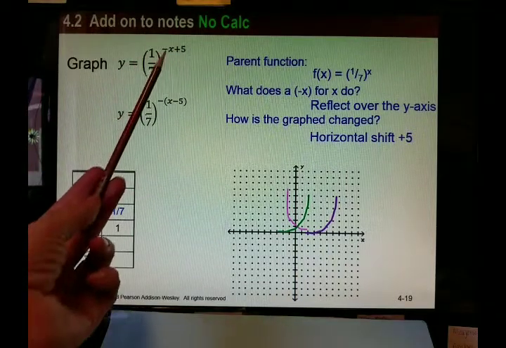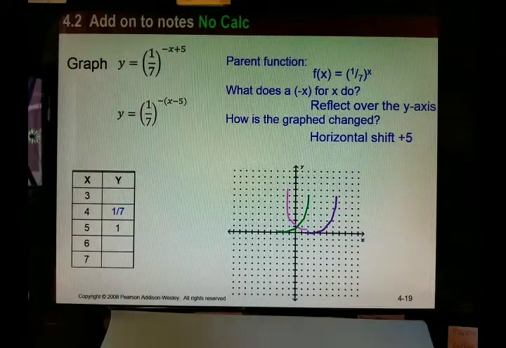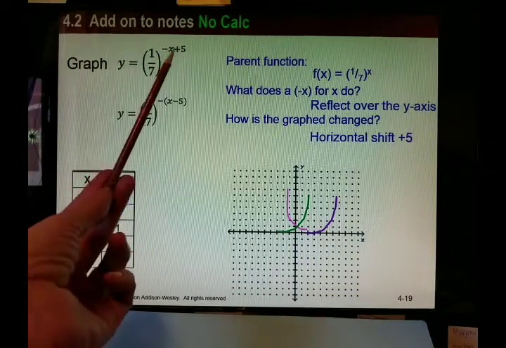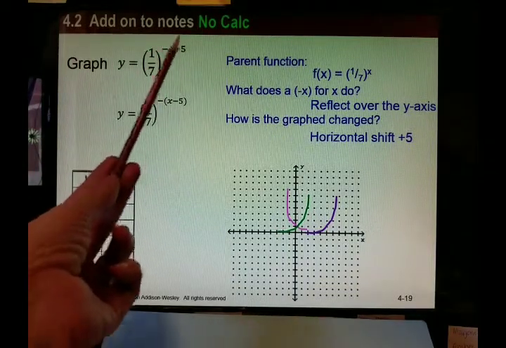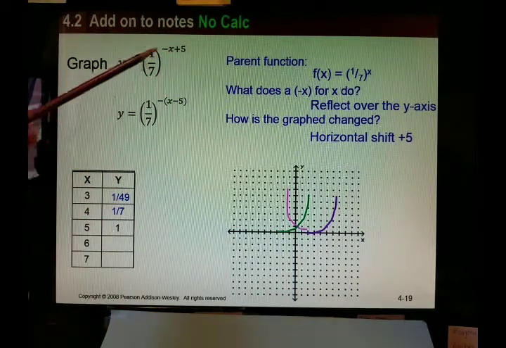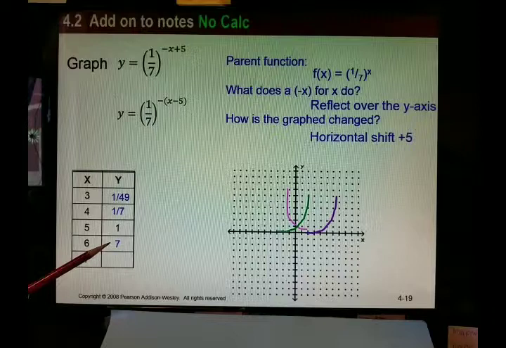Plugging in -3. -3 plus 5, that would be 2. 1/7 squared would be 1/49. -6. Opposite of 6 plus 5, that'd be a -1 up here. A -1 for the exponent, flip this, so that becomes 7 to the +1, which would be 7.